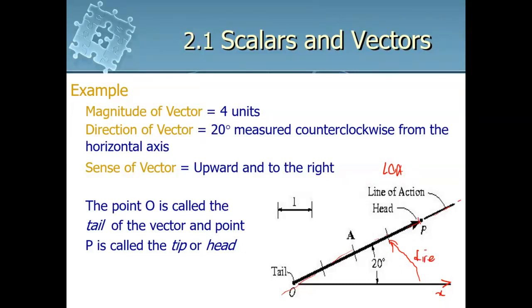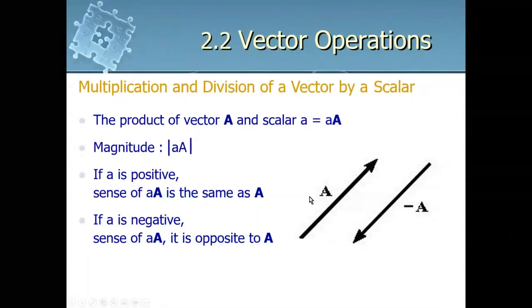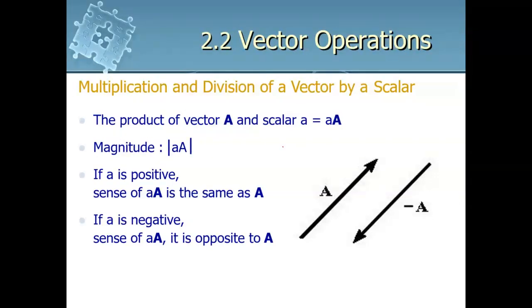What about the magnitude? This is the unit length: 1, 2, 3, 4. So this is 4 unit lengths. The magnitude is 4. The direction is 20 degrees. And this is the arrowhead. This is the sense of the vector, the tip of the vector. So these two vectors can be represented by a scalar multiplied by a vector.